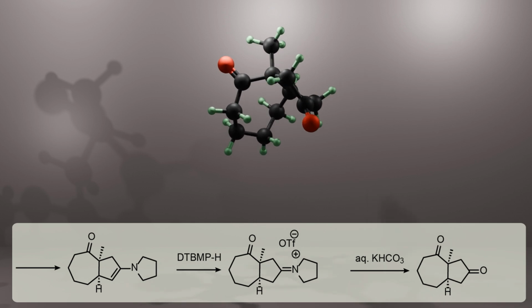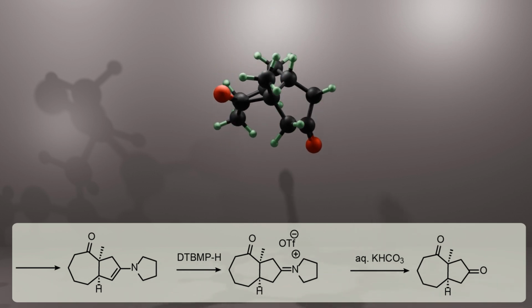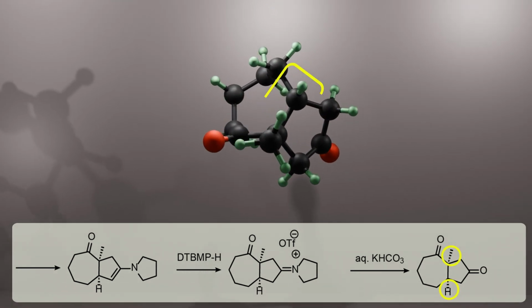The outstanding feature of this domino is its high diastereoselectivity. As you see, hydrogen and methyl are cis to each other in the final product.